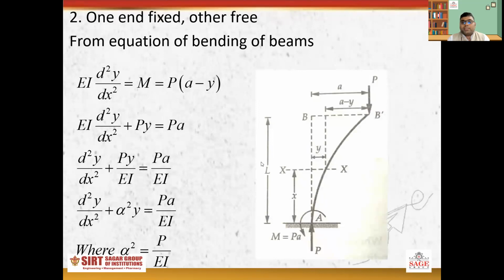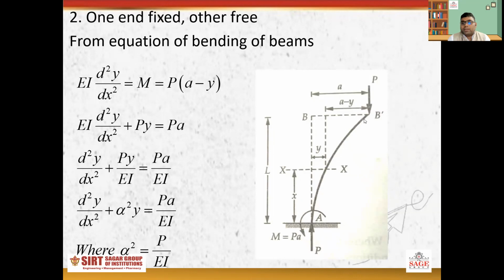And the second case is one end fixed and the other end free. We can see this diagram. If the B part, this part, is free, and we apply the load at the end, it will bend like this.